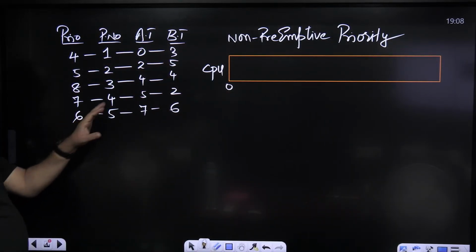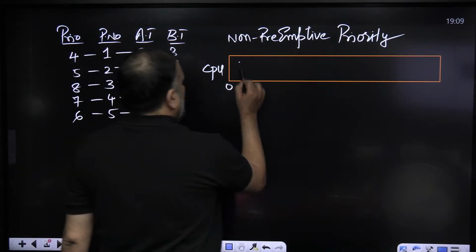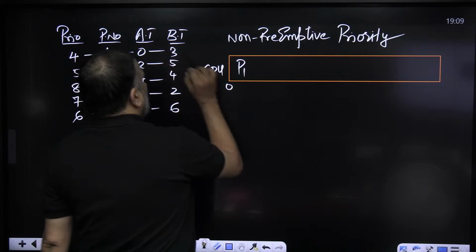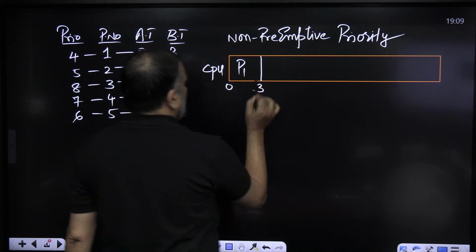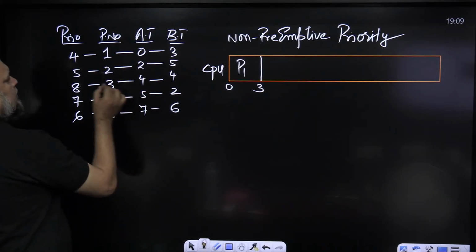How many processes are available at 0? There is only one process P1, so we don't have any option other than starting with P1. So we start P1. Burst time requirement is 3. It is going to run up to 3. Non-preemptive. Now at time 3 or by time 3 we have only P2.